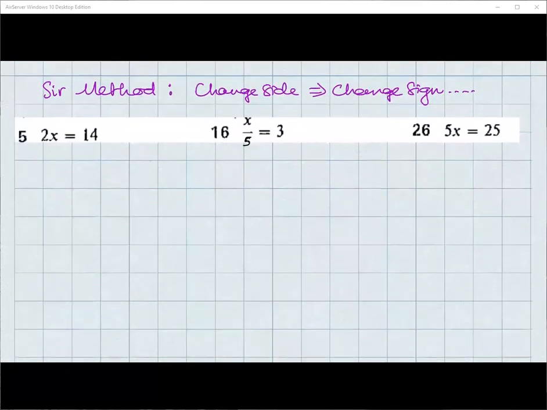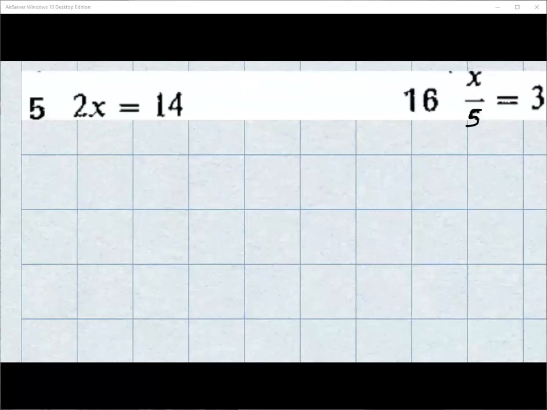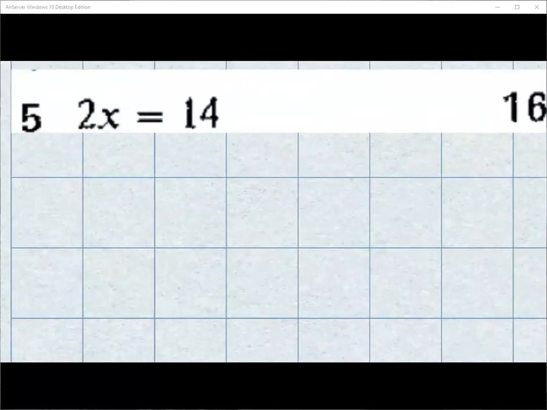Okay, so we need hands up, please. Who's going to come and join me with these 3 questions? Okay, Sarah's hand went up first. Sarah, join me, please. Question number 5: 2x is equal to 14. So what's happening with the x? The x is 2 times x. Yeah, it's being multiplied by 2.